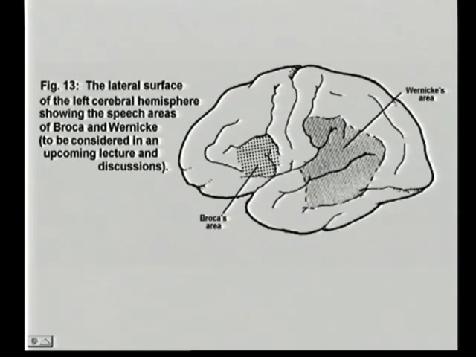Then we have Wernicke's area. Most of this I would just call area 22. This is also supplied by the middle cerebral artery, and I'll talk more about these in a minute.